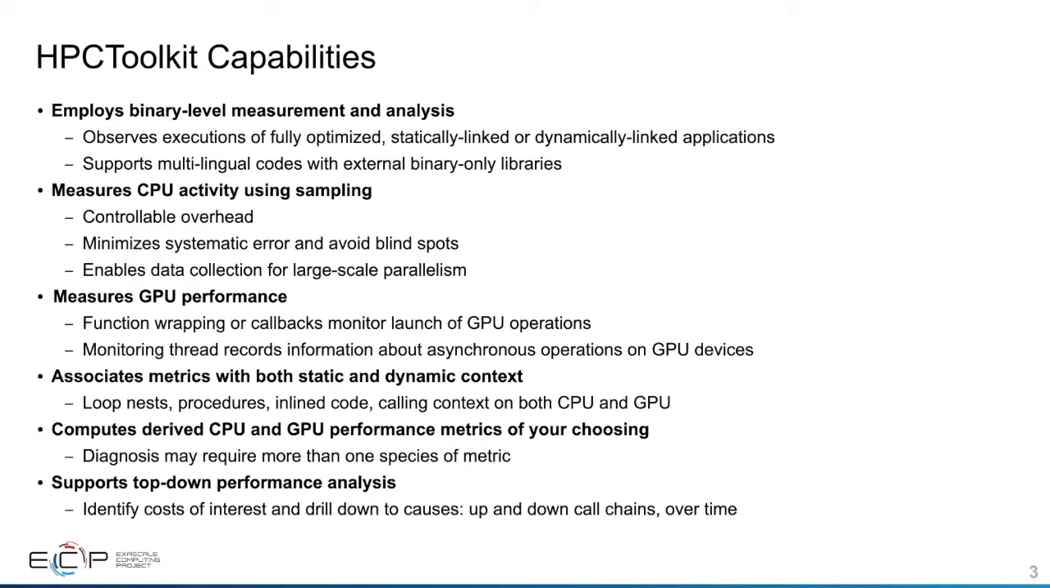So HPCToolkit also supports top-down performance analysis, which enables you to identify costs that are of interest and then drill down to the root causes by looking up and down call chains or looking at the execution over time.